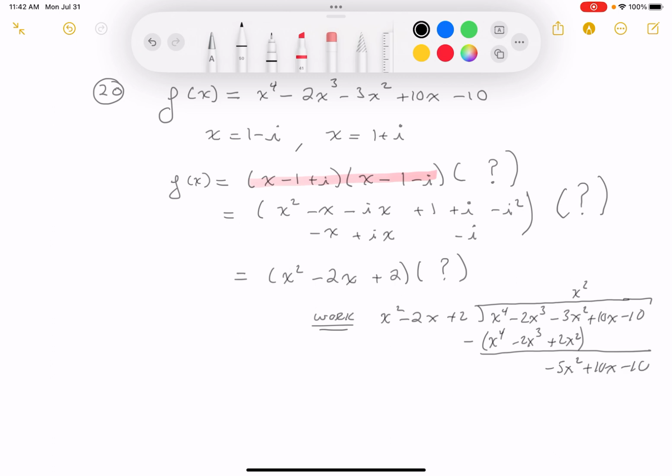I'm dropping the other terms down. Let's repeat. What times x squared would give you minus 5x squared? That would be minus 5. What do you get? Minus 5x squared, plus 10x, and minus 10. Again, a lot of students like to put a minus sign over there and subtract it. You get 0. So now I know what this question mark is. I'm going to go up and erase this. I'm going to put that down now. And that's going to be x squared minus 5.